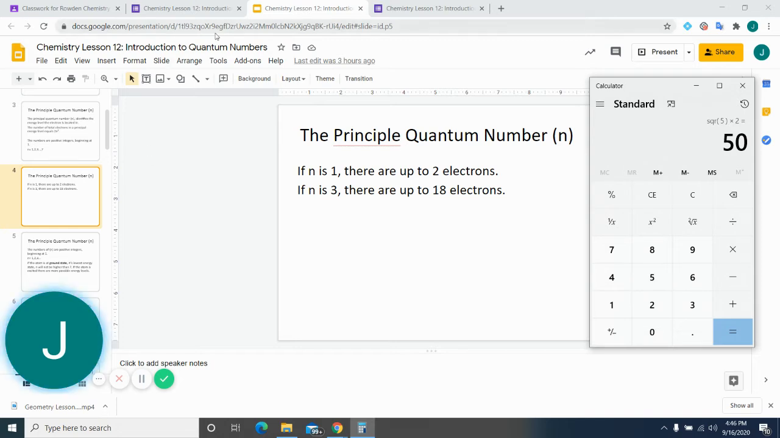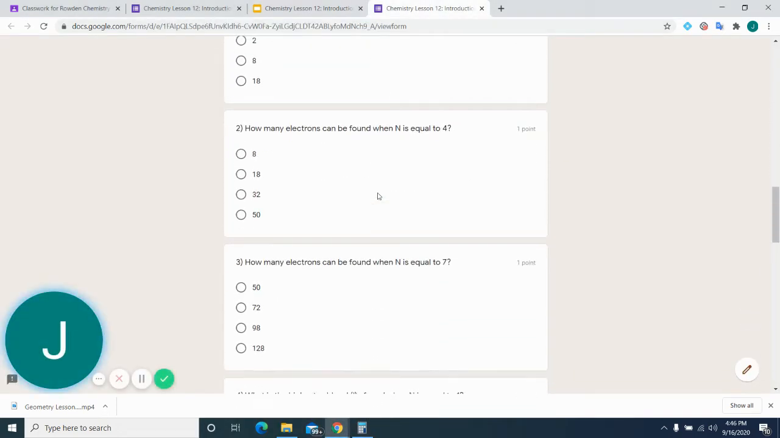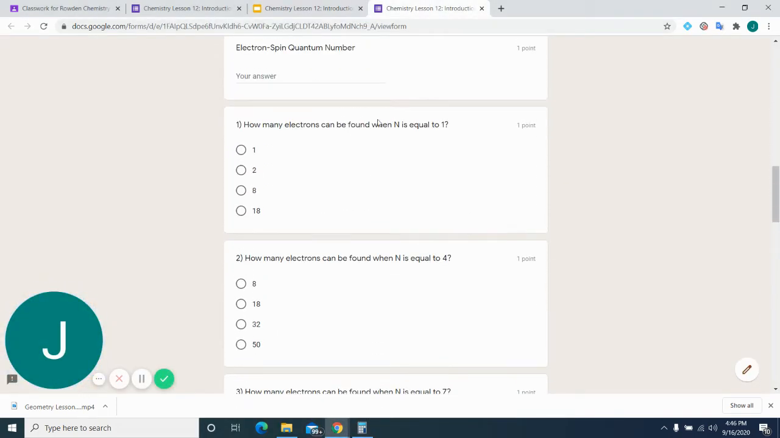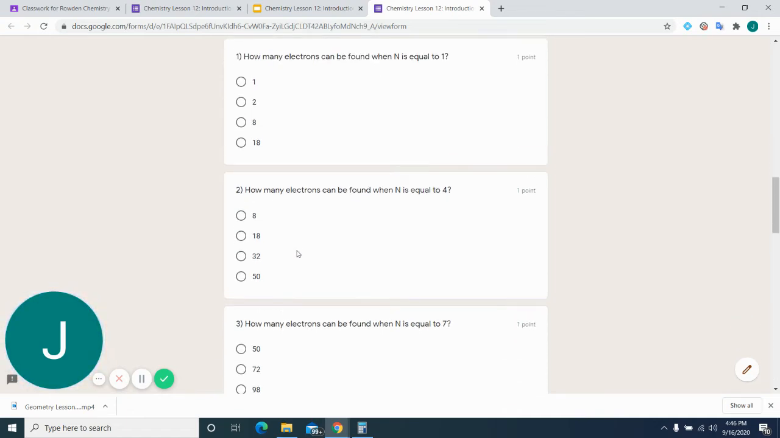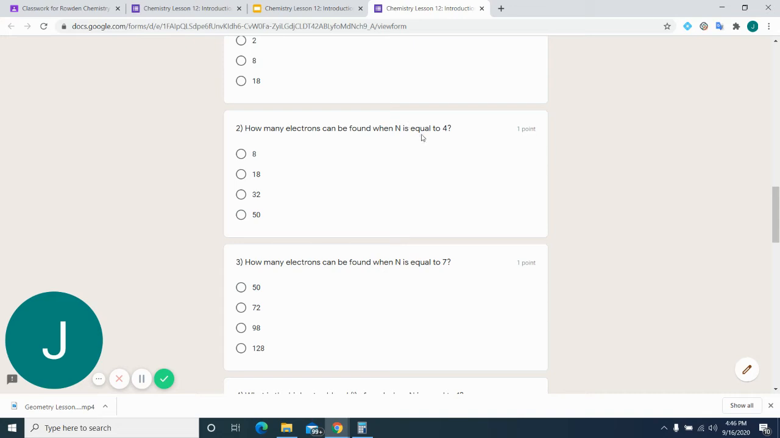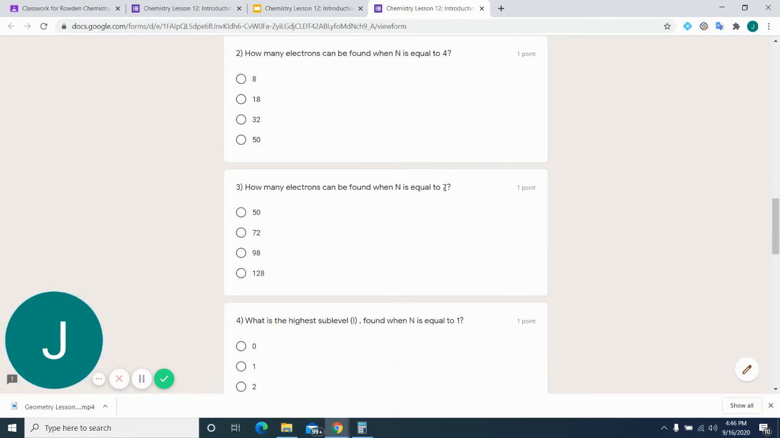Looking at your problems, your first 3 problems ask how many electrons you can find when n is equal to a given number. So go ahead and do 1, 2, and 3. Pause it, try 1, 2, and 3, and then I'll go through it quickly with you. Okay, so number 1, you do 1 squared, which is 1, times 2, which gives you 2. Number 2, n is equal to 4. 4 squared, 16, times 2, 32. Number 3, n is equal to 7. 7 squared, 49, times 2, 98. That's all you do for this, okay?